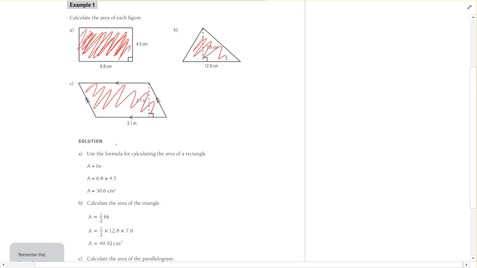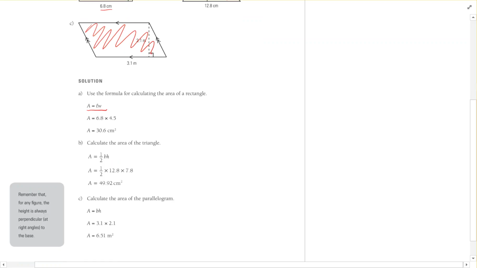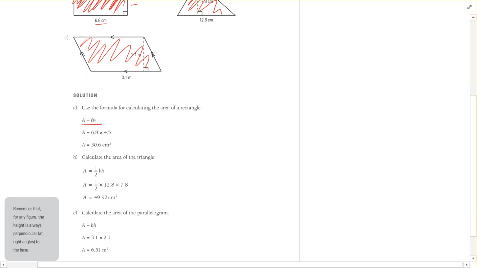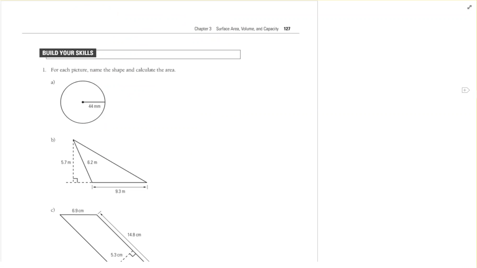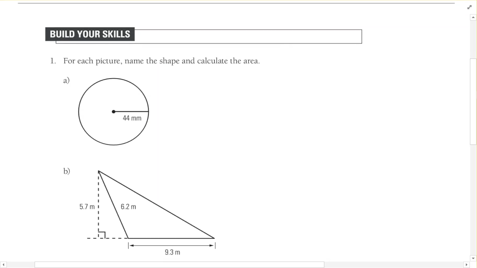So area for the first one is length times width, so that would just be 6.8 times 4.5. For a triangle, it's 1/2 base times height. And then area of a parallelogram is still just base times height. All right, let's go through some of these ones though. It says for each picture, name the shape and calculate the area.